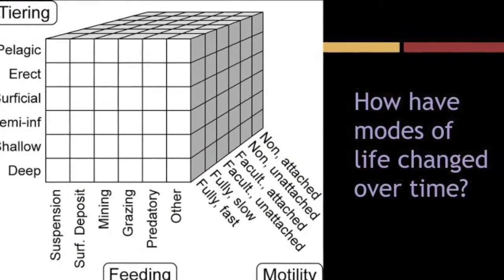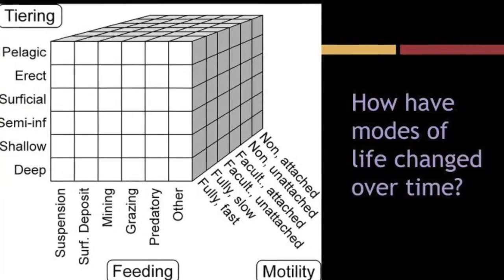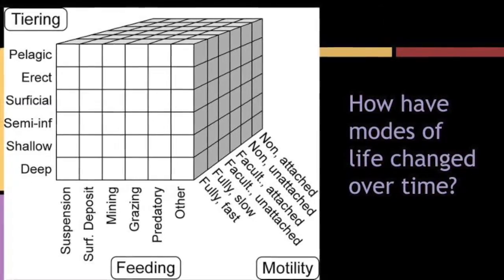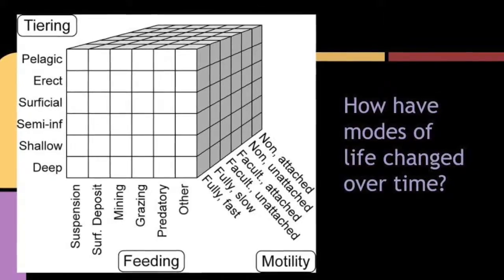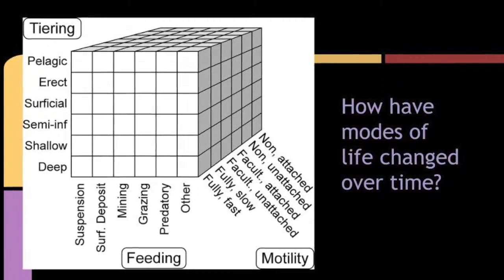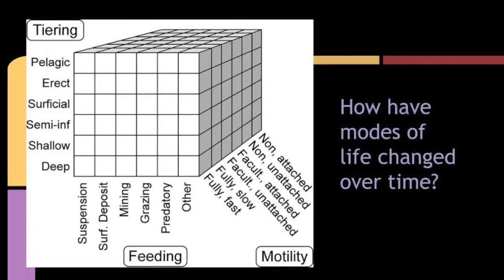How have modes of life changed over time? This graph is what the paper is based on. Each box represents a mode of life, which is a unique combination of tiering, motility, and feeding categories. The main goal of this study was to determine how they change over time.